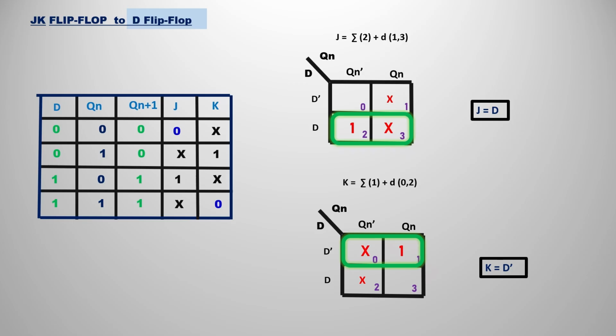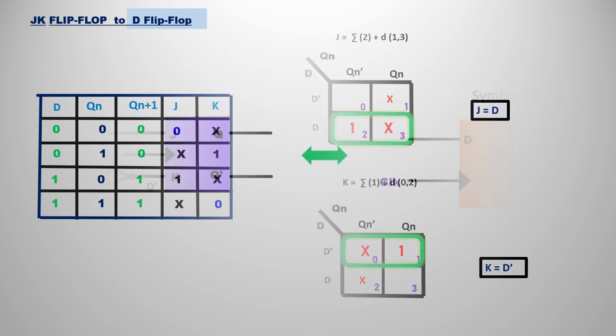So we have 2 variable K maps over there, one for J and one for K. If you observe J, we have min term 2 and don't care situations in 1 and 3. So fill that and make a group of 2 and 3 as a single group, that is J is equal to D, we can have the output. For the K column, you can see we have min terms in 1 and don't care situations in 0 and 2. So we can make a group of 0 and 2, that is D bar. So simply the output expression is K is equal to D bar.